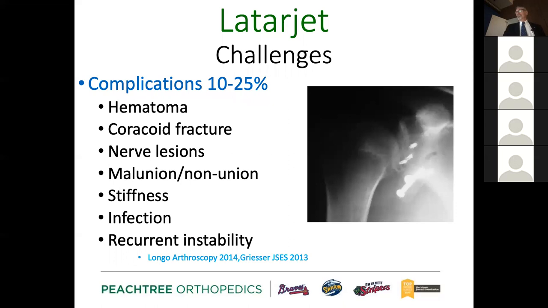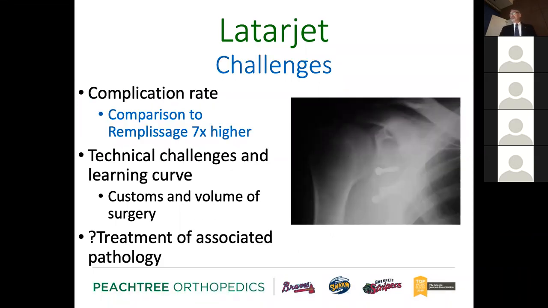I think there are some nuances to it. And so the complications are all these you see here. I can tell you that the worst complication I've had in my life was an axillary nerve injury with a Latarjet. So I still perform that operation probably every other month. It's a good operation when it's indicated, but it takes a while to learn how to do it, and it does make you a little nervous while you're doing it.